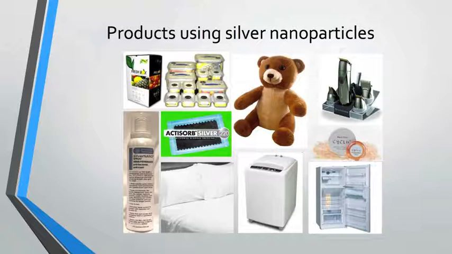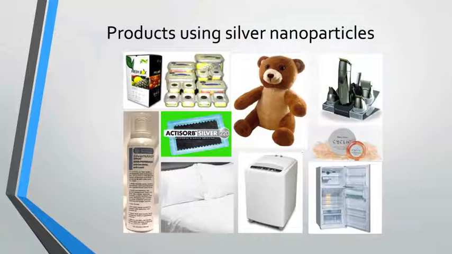So we use nanoparticles now in a lot of consumer type products. Some of these uses are good, some of them are bad. I'm going to talk a little bit about some of the uses of silver in this case, just to give you a bit of a range. So silver's been used in lots of stuff.